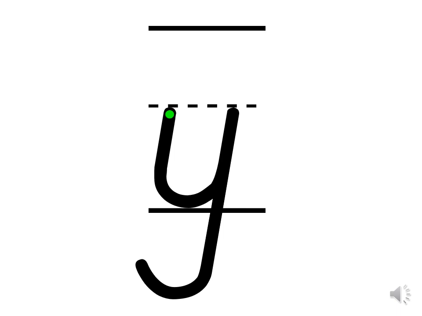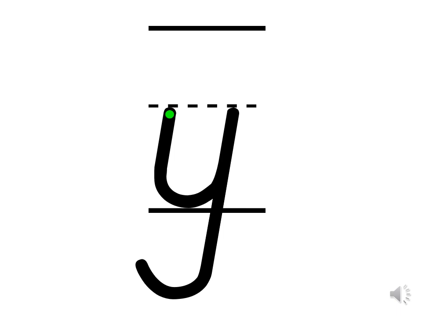Let's try that again. Can you put your finger on the green dot? We're going to keep our pencil on the whole time today. Down, up, down, under the line, and flick. I think we might be ready to write this now.